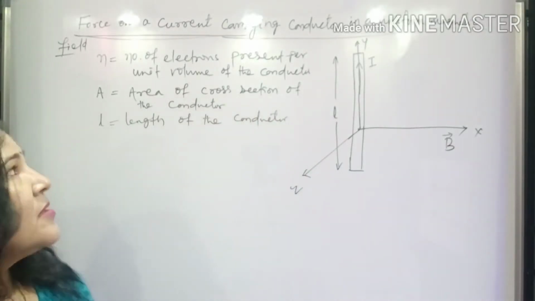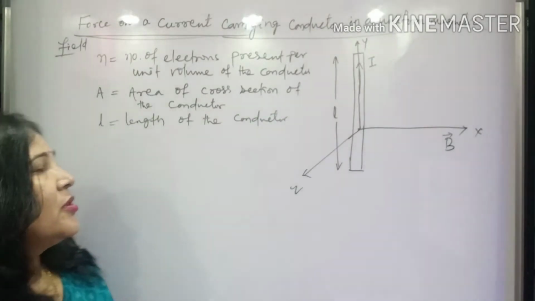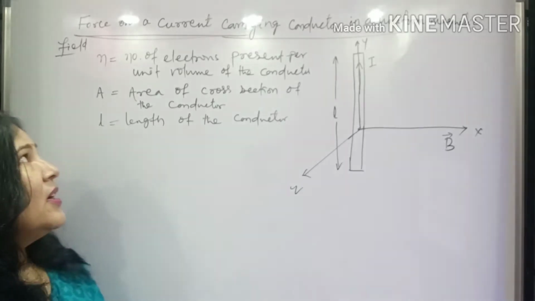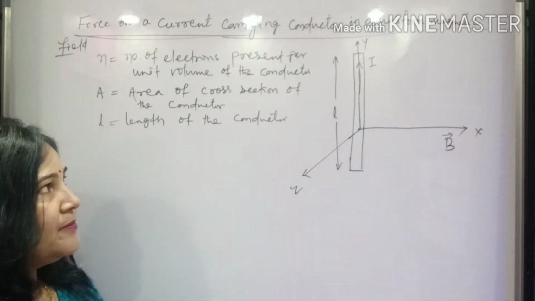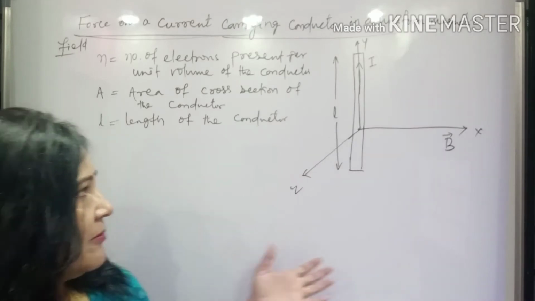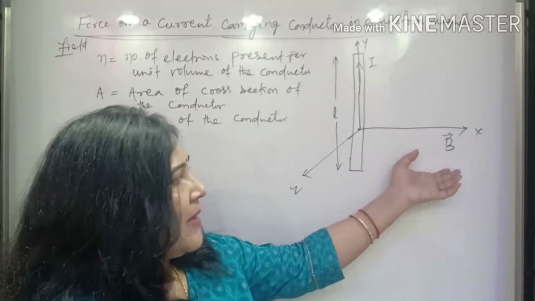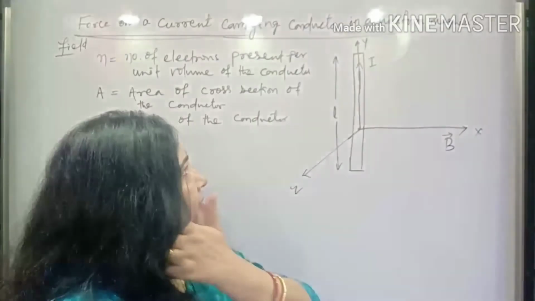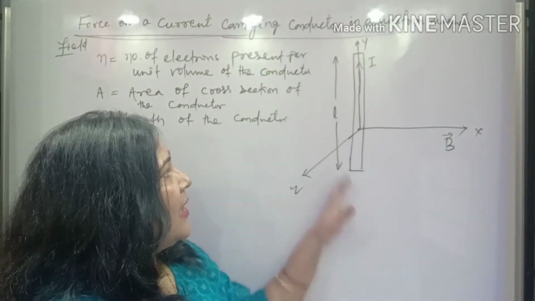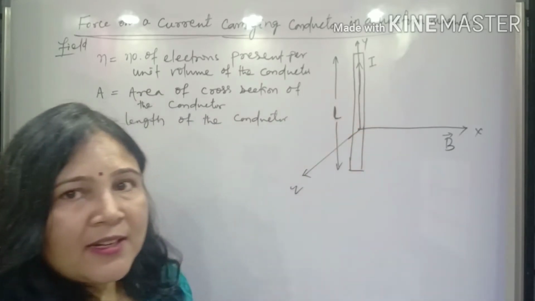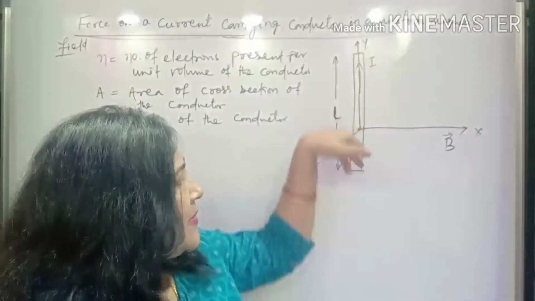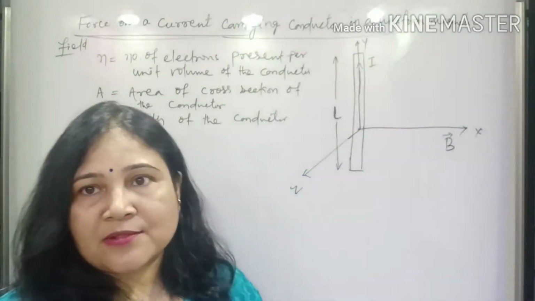Hello students, today we'll discuss the force acting on a current carrying conductor placed in a uniform magnetic field. See the figure I have drawn here. The magnetic field is acting along this x-axis. This is a conductor having length L, carrying a current I and placed along this y-axis direction.